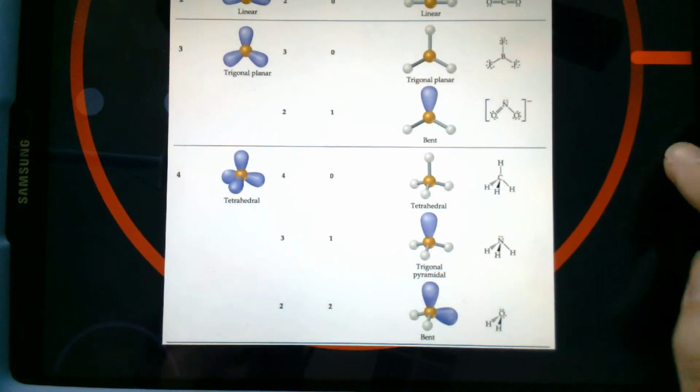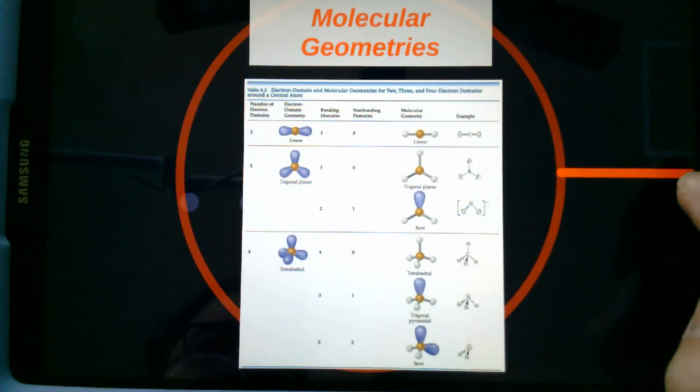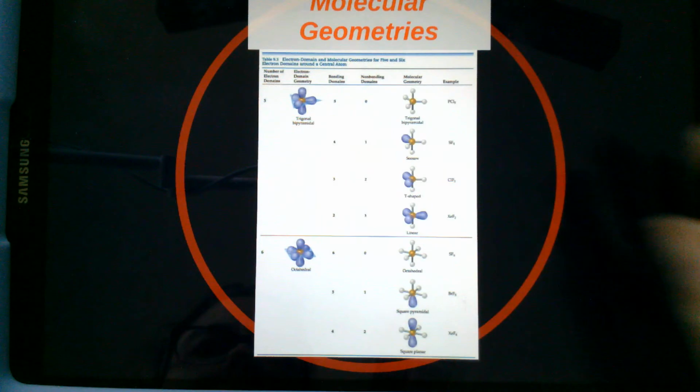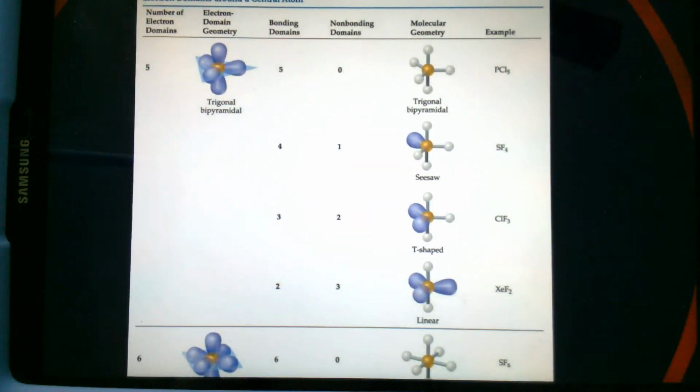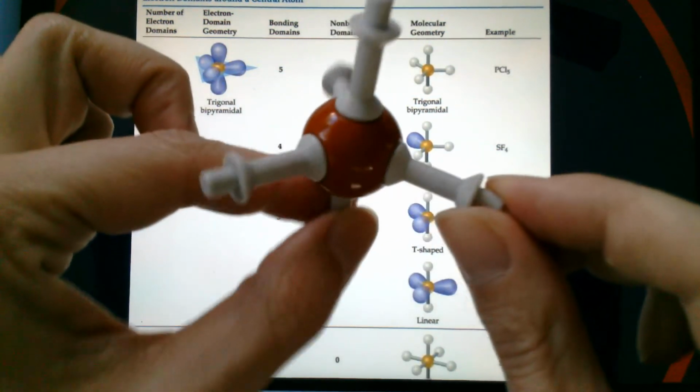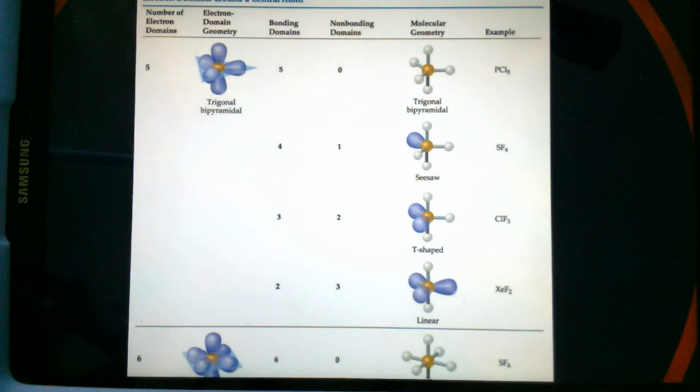Next, what about those really interesting shapes we had? We're going to start with the Trigonal Bipyramid. Remember this guy, with the 120s and the 90s. Here is our Trigonal Bipyramid. When all 5 of the domains are bonding, we get the Trigonal Bipyramid. So what if we start putting lone pairs in?